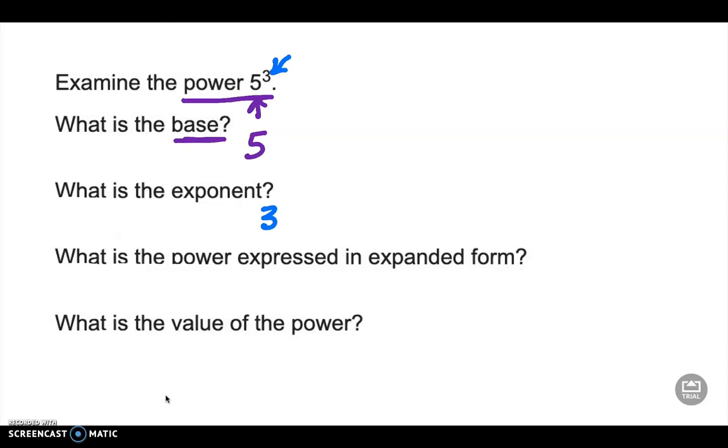What is the power expressed in expanded form? Expanded form means that instead of writing 5 to the third, we're going to write it out as 5 times 5 times 5, just showing the multiplication. And what is the value of the power? Well, when we take 5 to the third power, the value is the result. Our value is 125, because 5 times 5 is 25 times 5 is 125.